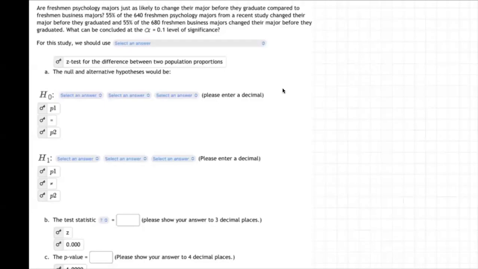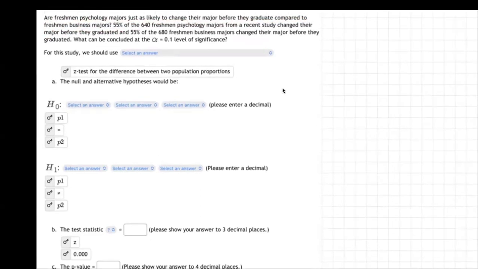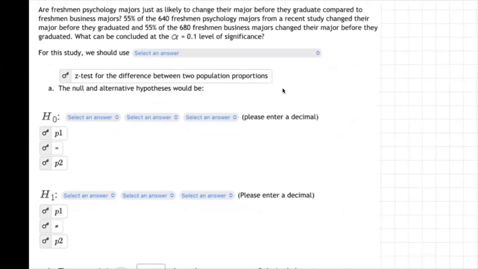This question says, are freshman psychology majors just as likely to change their major before they graduate compared to freshman business majors? So do you understand the question? We're saying, okay, who is more likely? You go to college and sometimes you change your major after a year or two. I did that. Many people do that. So who's more likely? Are psych majors or business majors? Who's more likely to change their major?